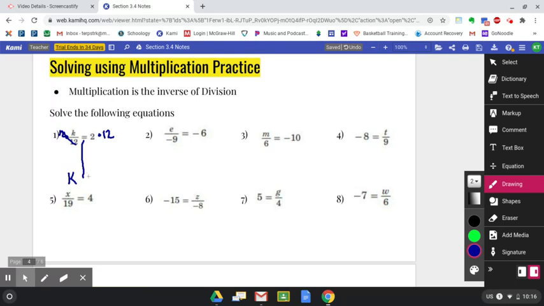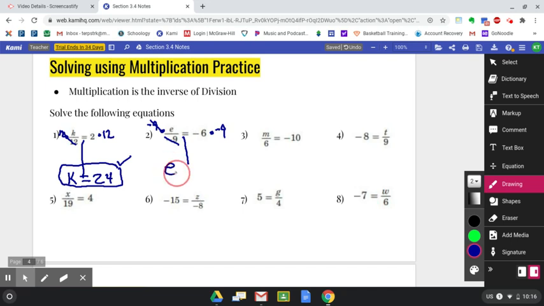And I have over here 2 times 12, which is 24, right? And again, I could check that out. I know that 24 divided by 12 is 2, so that is a good solution there. All right. Number 2, right? This is divide by negative 9. So I'm going to multiply both sides by a negative 9, right? So notice that this was a negative. I have to multiply by the negative, and that would equal 1.